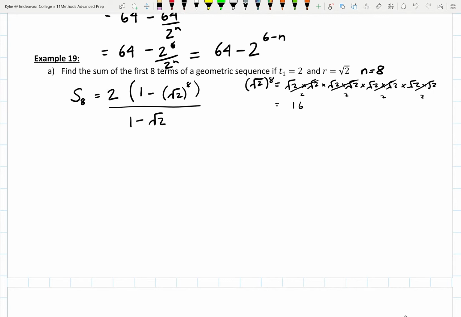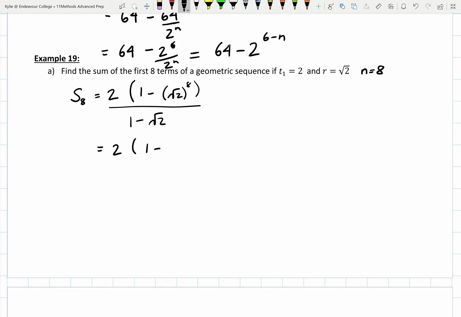The reason I'm showing you that is because this is the type of question that could turn up on a non-calculator portion of a test at some point. So you just need to be comfortable with calculating things like root 2 to the power of 8. So that is 2 times 1 minus 16 on 1 minus root 2.